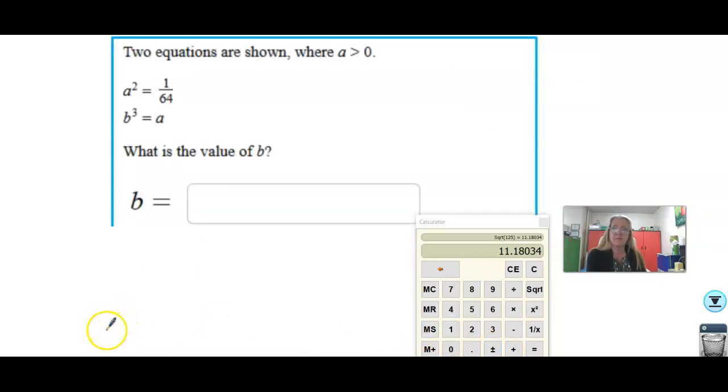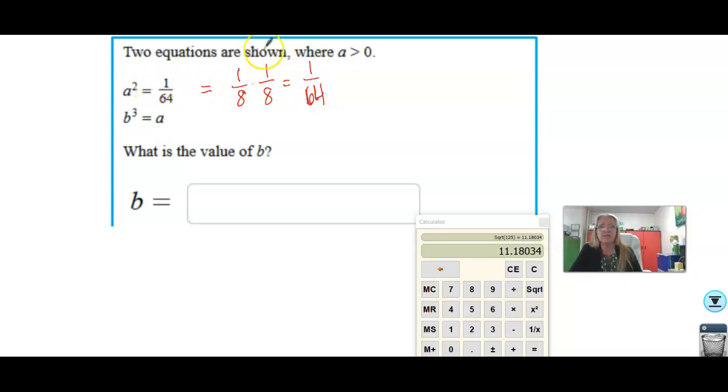Oh, this one. I remember this one. Oh, yes. All right. This one's tricky, and I'm not going to spend a lot of time on it because I don't think we ever talked about negative exponents in this class yet. Or if we did, it's been eons ago. It says two equations are shown where a is greater than 0. What is the value of b? Okay, so whatever number a was, when you squared it, you got this. Okay, so what you have to realize is that a had to have been 1/8 because 1/8 times 1/8 is 1/64, right? Oh.